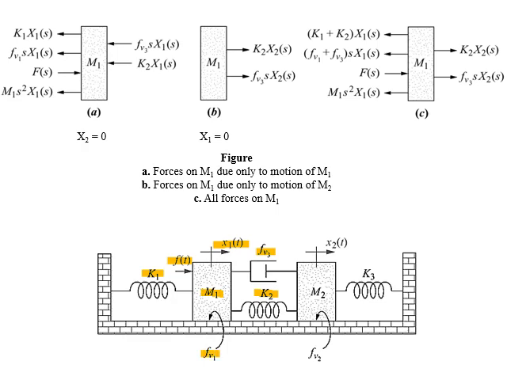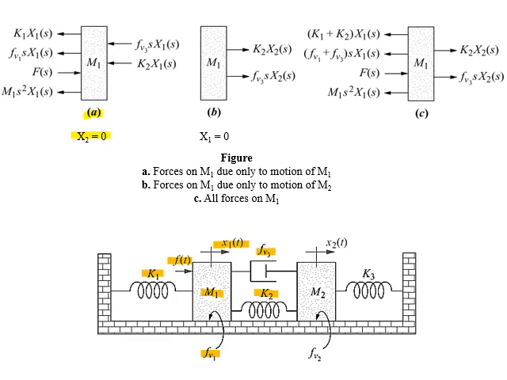Now we will apply superposition principle to identify how many forces and in which direction are acting on M1. For this, if you look at the top figure, we have three sub-diagrams. If you look at figure A, which represents forces acting on the body M1 when M1 is moving and M2 is held still.